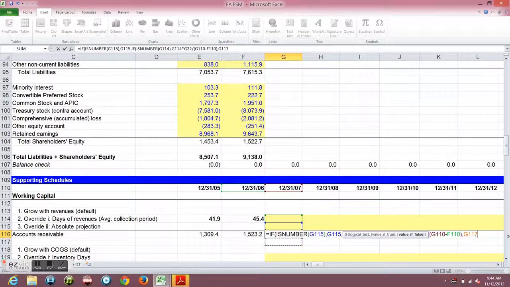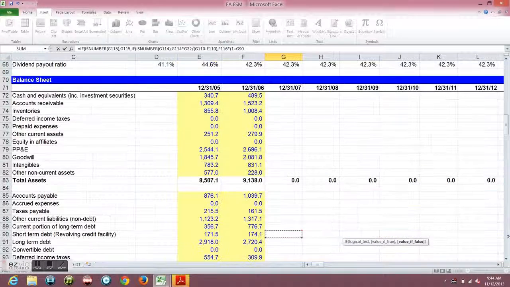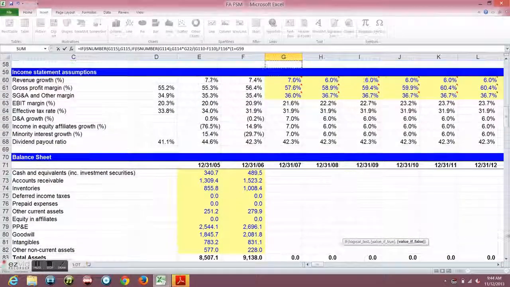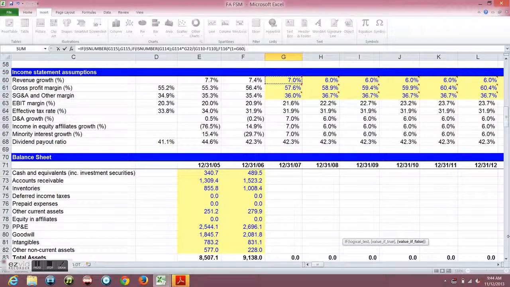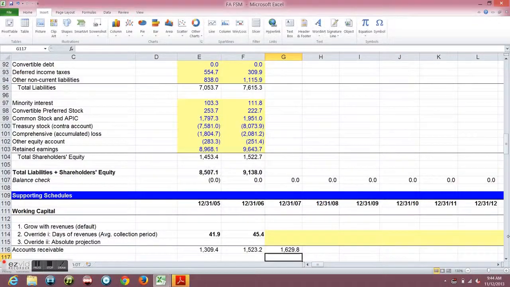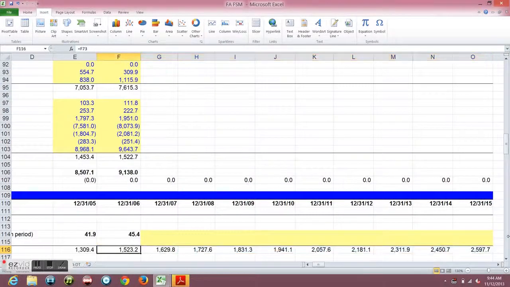don't have to put an if is number, because we're just creating one more option. We're not creating another two options. If that doesn't happen, we're essentially going to increase our accounts receivables by our revenues, the way our revenues are being increased. So we're going to use our revenue assumption over here. Just going to grow it with our revenues. Alright, so here we go.